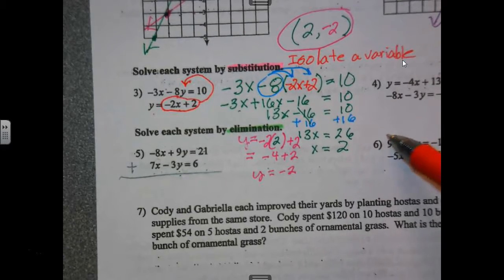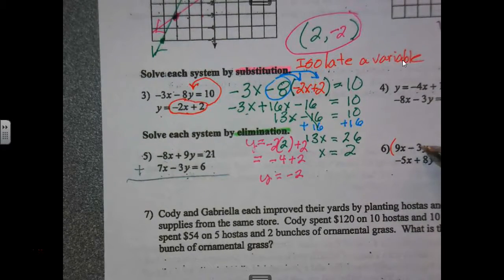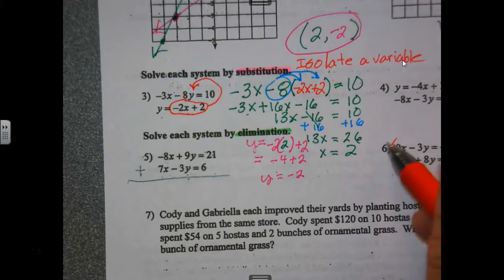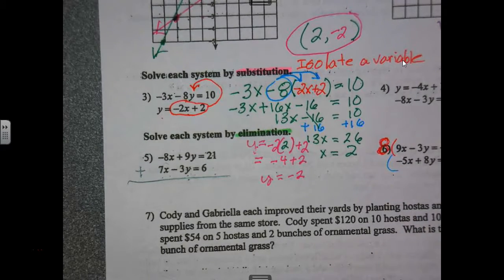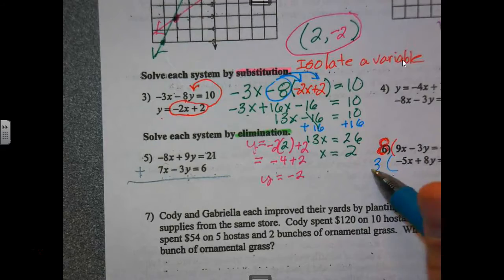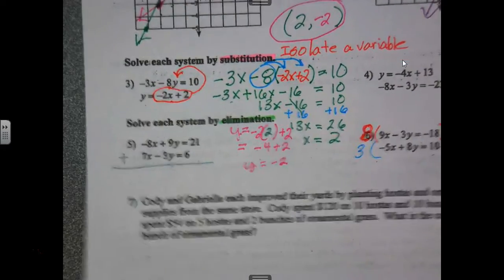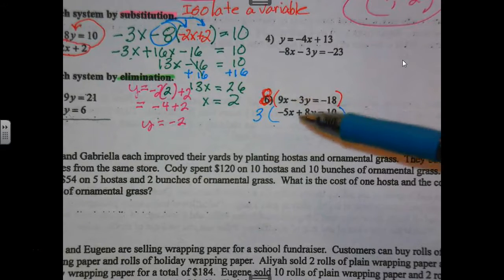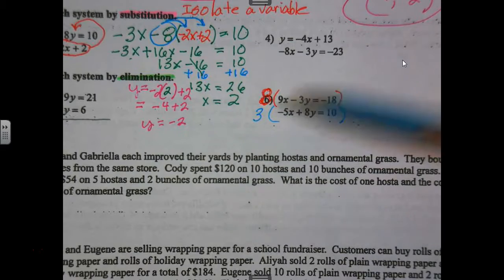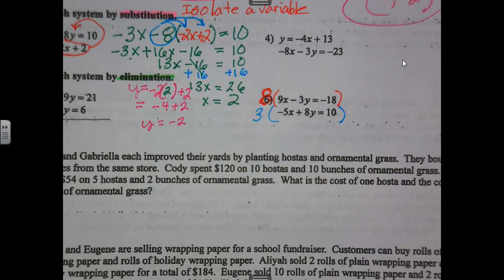So I'm going to multiply. We're getting rid of the y's, so I'm going to multiply the top one by the 8, and I'm going to multiply the bottom one by the 3. And again, I want to stress here, I'm not going to worry about the signs because I have opposite signs already. If I didn't have opposite signs, I would have to multiply by negative 3 or negative 8. Okay.